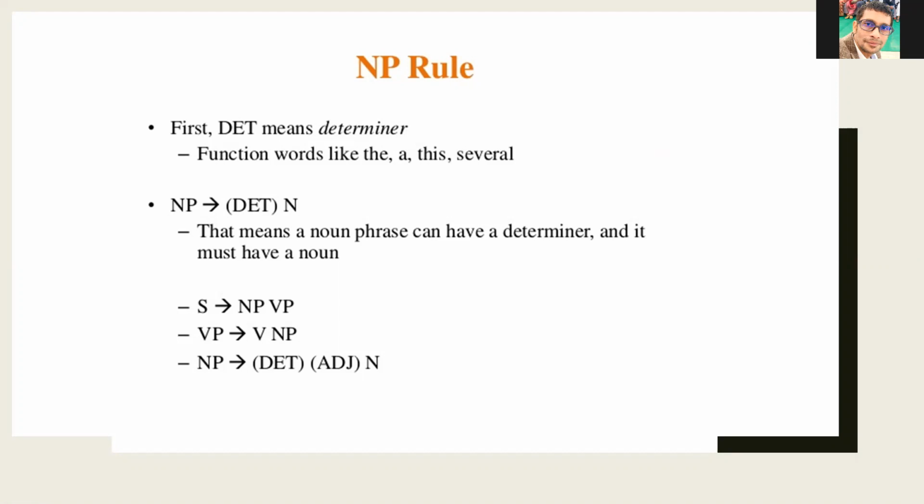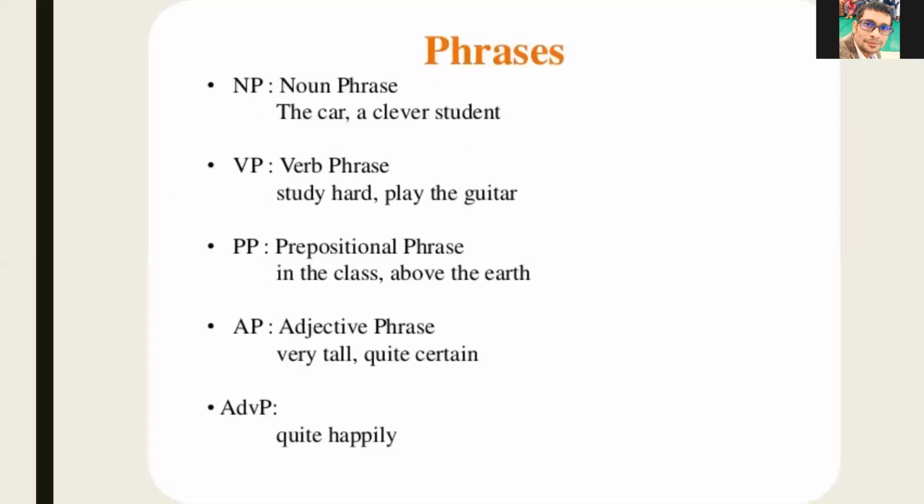S indicates sentence, which is directed to NP and VP, that is, noun phrase and verb phrase combined to make a sentence. Again, a verb phrase is made up of verb and noun phrase. NP is made up of determiner and noun, or also determiner plus adjective plus noun. So all of them are acceptable. Well, let us go to the next slide. Phrases.